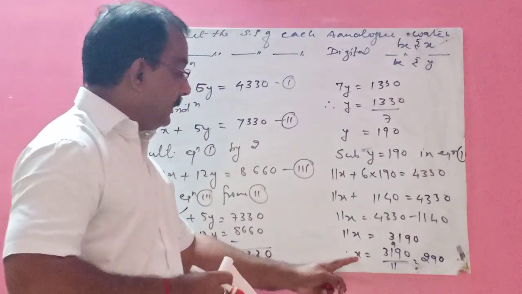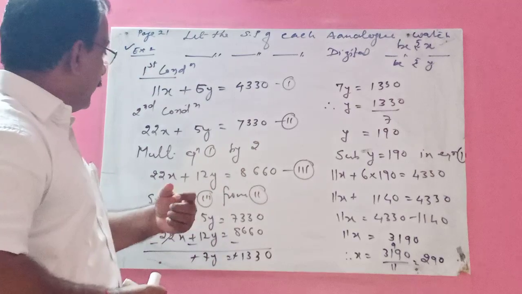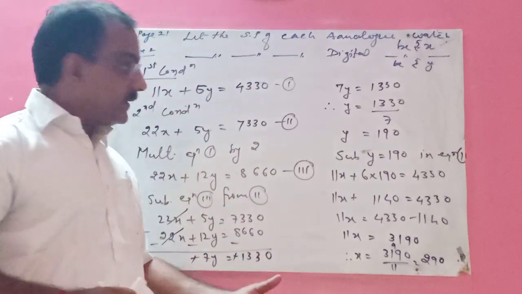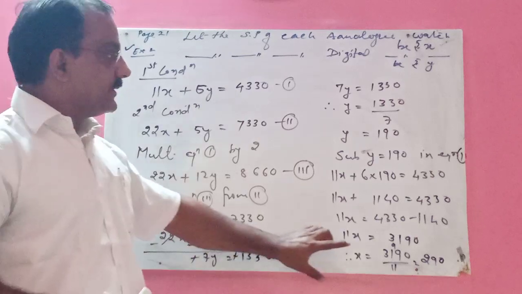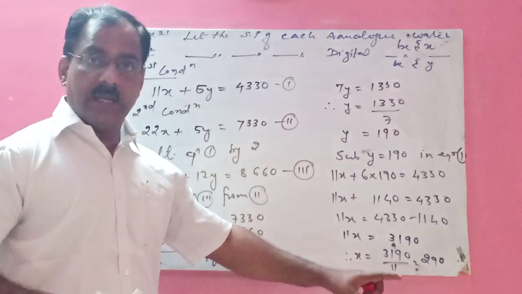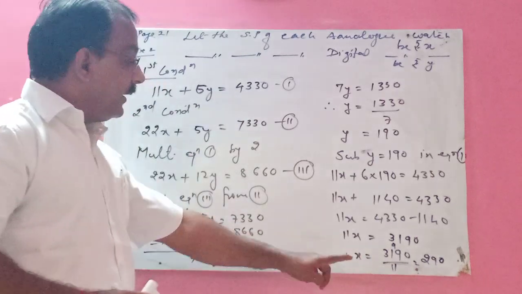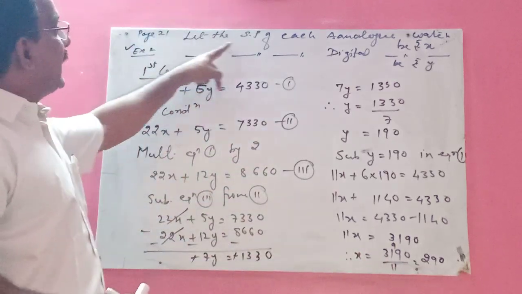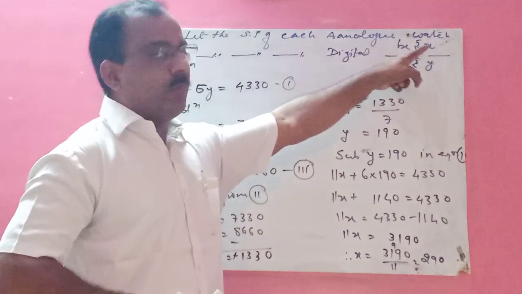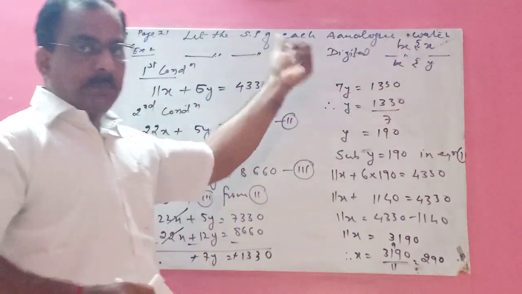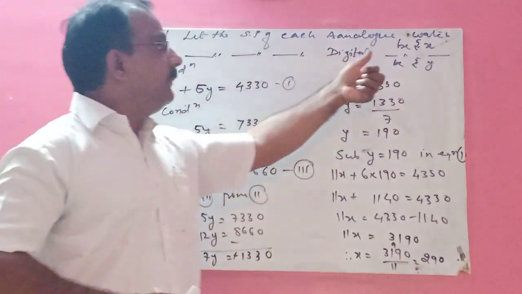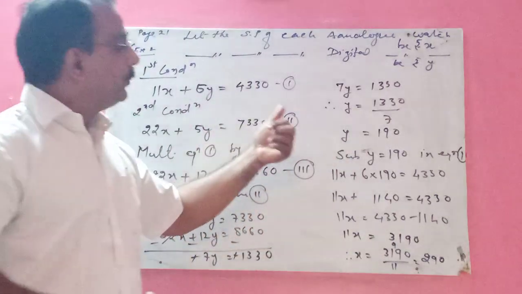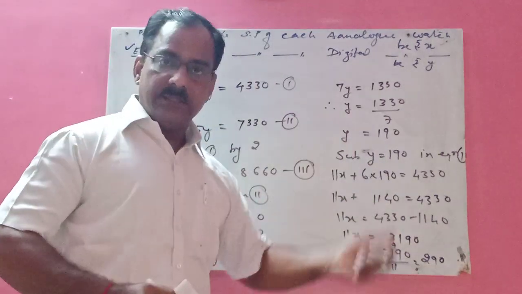What is x, children? I am telling you again, do not forget to write the answer. I do not have space here, children, but you should write it in the final answer of this question. What is that? x is equal to 290, you got. And what is x? x is the selling price of each analog watch. So you will write there: the selling price of each analog watch is rupees 290 and the digital watch is rupees 190.